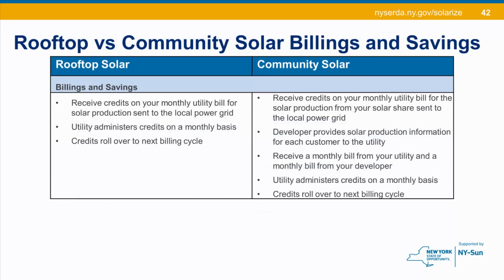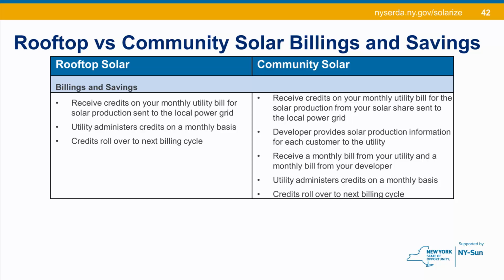Billing and savings also vary in rooftop versus community solar campaigns. In a rooftop solar campaign, participants will receive credits on their monthly utility bill for solar production sent to the local power grid. The utility will administer these credits on a monthly basis, and excess credits will roll over to the next billing cycle.